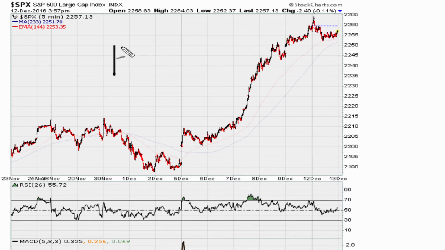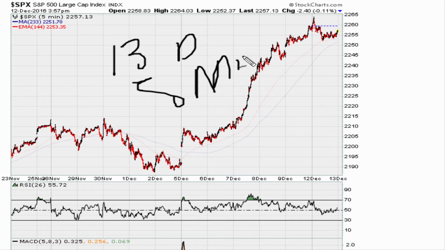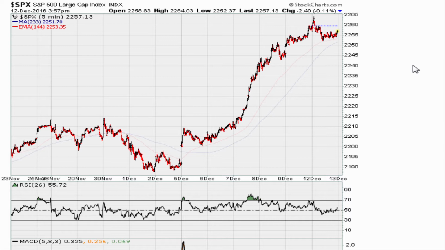So S&P 500 13-day and 5-minute. Just want to show you how you can take our understanding of big time frames and bring them to the small time frame. So number one, a couple of things here. We know for a fact that this is where the market moved out of a range. So there's a line here.